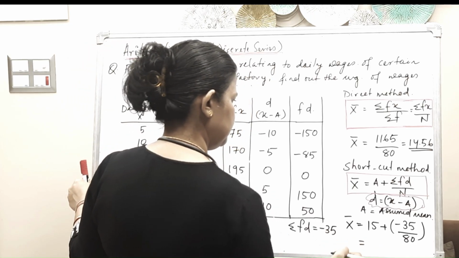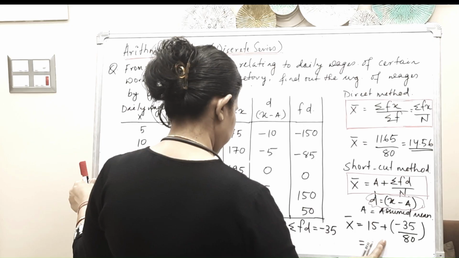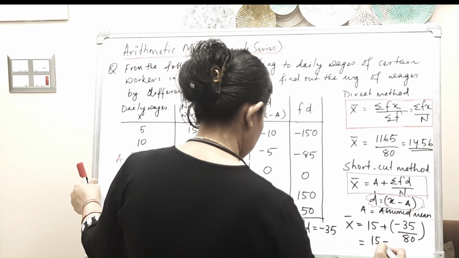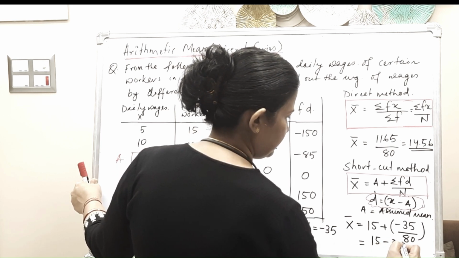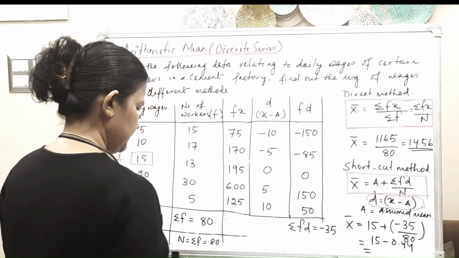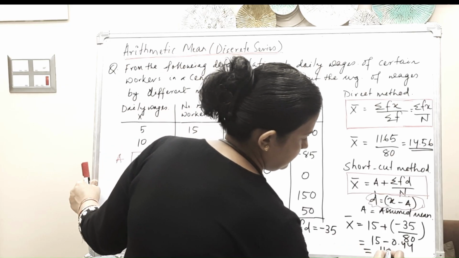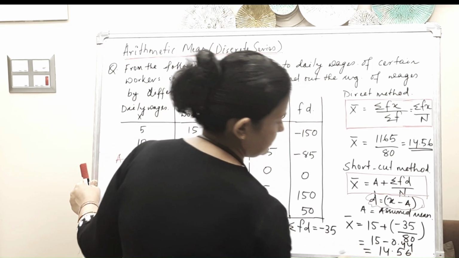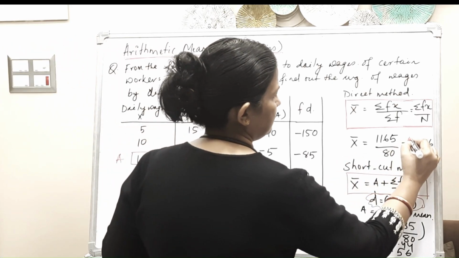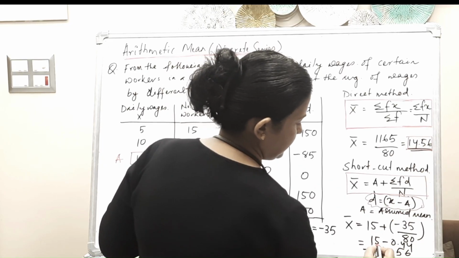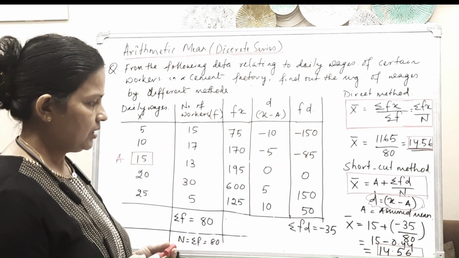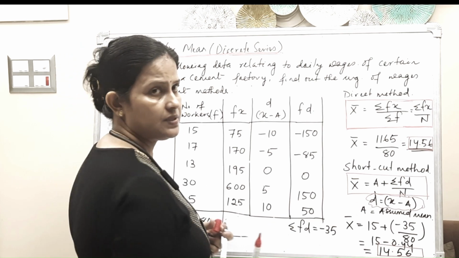Which is equal to 15 minus 0.44, which is equal to 14.56. So we got our answer 14.56 here. By direct method and by shortcut method also, we got our value as 14.56.